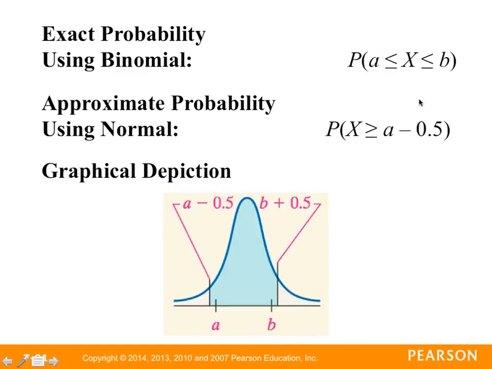And if you want between, then basically what you do is you take your probability that x is greater than a minus 0.5 and the probability that b is less than b plus 0.5, and then you do your z-scores just like you normally would.